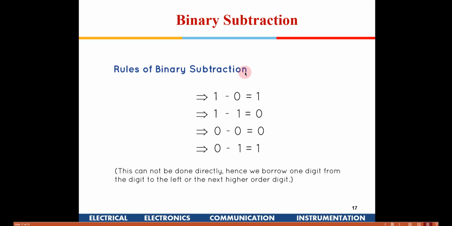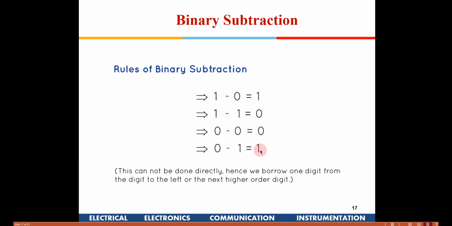There is similarly binary subtraction. 1 minus 0 is 1, 1 minus 1 is 0, 0 minus 0 is 0, and 0 minus 1 is 1, because we are going to borrow 1 from the previous stage. When we borrow 1, it will come as 2. So 2 minus 1 will give 1. So that is why this is 1.